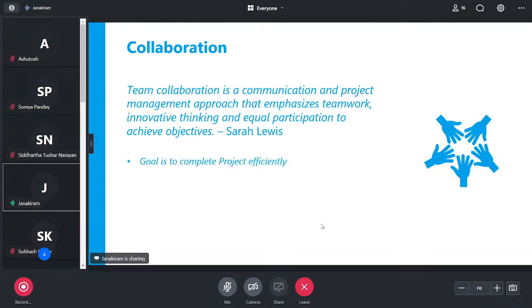The goal is to complete the project efficiently, so that should not be forgotten. We need collaboration because we need to efficiently achieve the goal. It is better if it is part of the corporate culture. If it is part of a corporate culture, it becomes easier. If not, the project manager has to take the onus on himself. And better technology helps with better collaboration. That goes without saying.